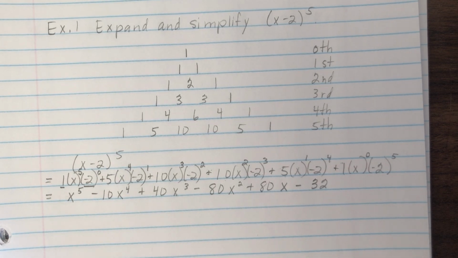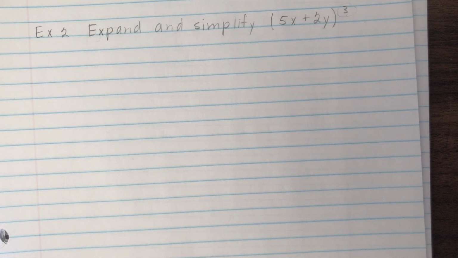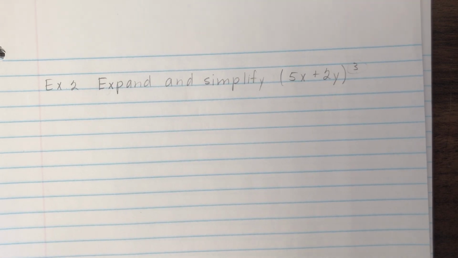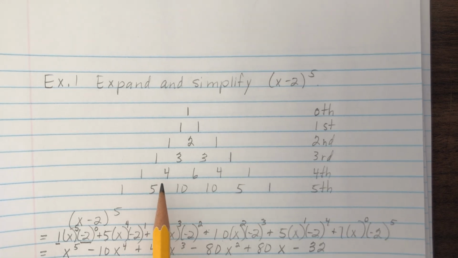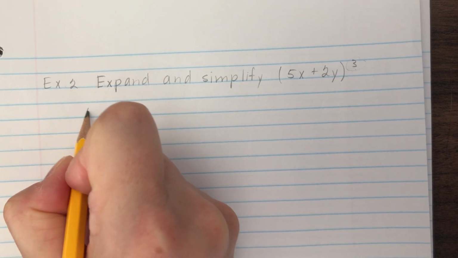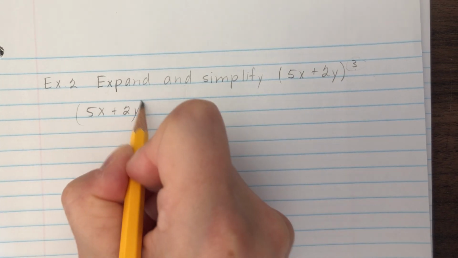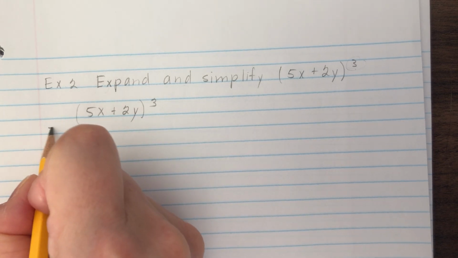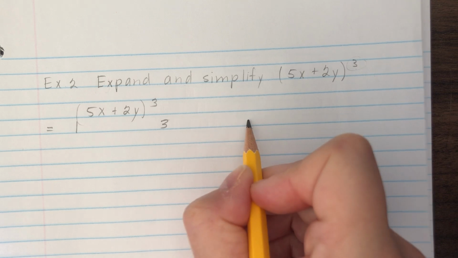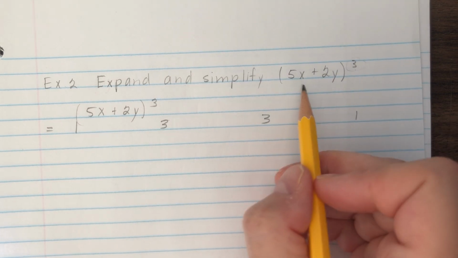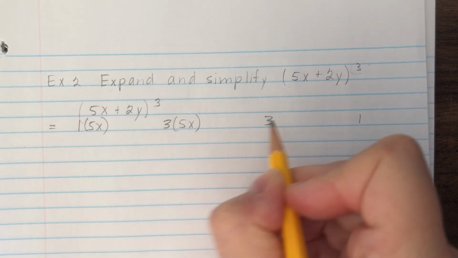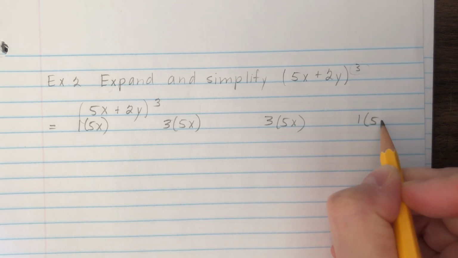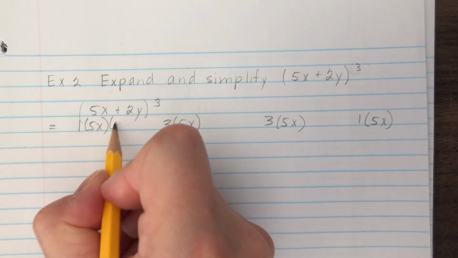Okay? Let's look at this one. Here we have to use the third row of Pascal's triangle. So if you look here, the third row has the coefficients 1, 3, 3, and 1. The first term of my binomial is 5x, so I'm going to write 5x in each term. The second term is 2y.